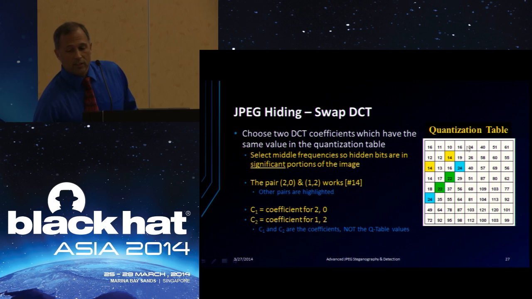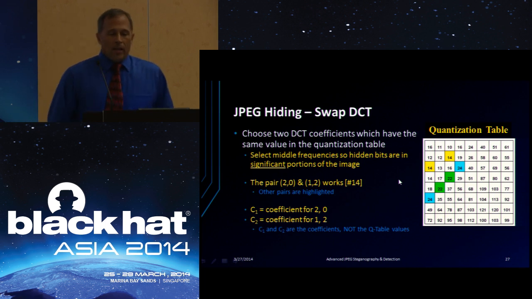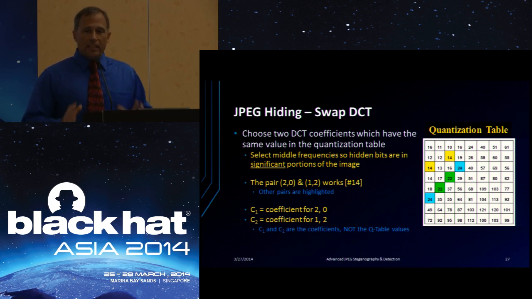So you pick, this is the quantization table, so you pick a couple of coefficients ahead of time, either the 14s or the 24s or the 22s. Pick one of those pairs. And then you do this for each 8x8 block in the image. So you read the image, do all the math, and you get your 8x8 block of DCT coefficients.